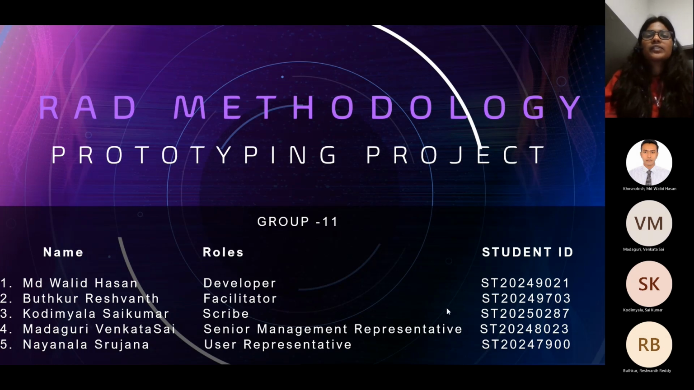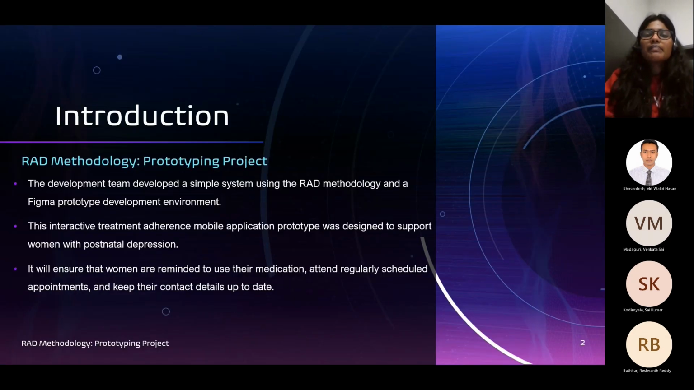Walid Hassan worked as developer, Rachwant worked as a facilitator, Sai Kumar worked as a scribe, Venkat Sai worked as a senior management representative. And coming to the introduction, the development team developed a simple system using the RAD methodology and a Figma prototype development environment.